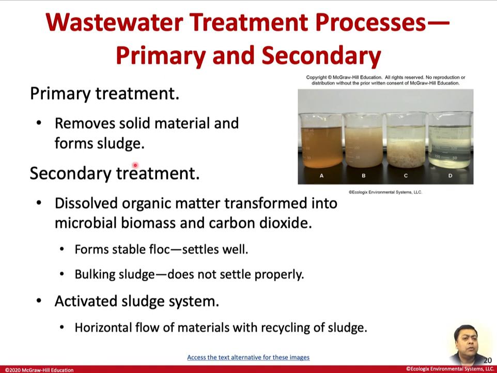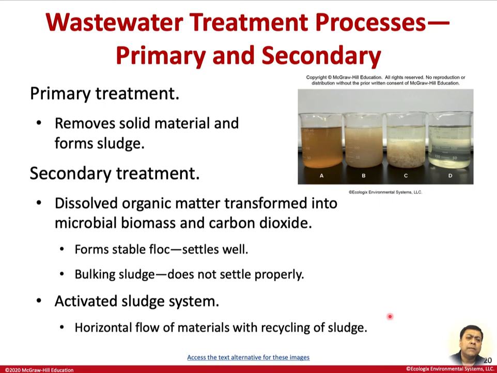So first we are going to talk about the primary treatment, which removes the solid material and forms the sludge. In the secondary treatment, dissolved organic matter is transformed into what is called microbial biomass, and carbon dioxide is liberated. It forms a stable floc that settles well, and bulking sludge, which doesn't settle properly though. And we are also going to talk about the activated sludge system in the secondary treatment.